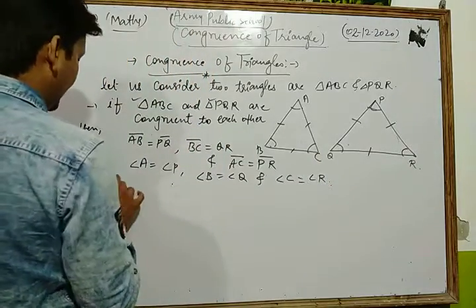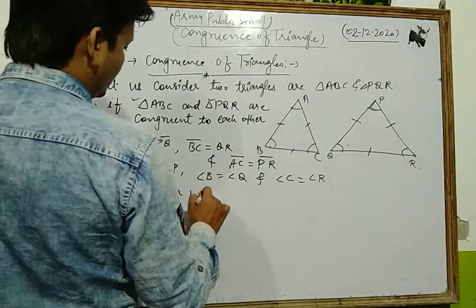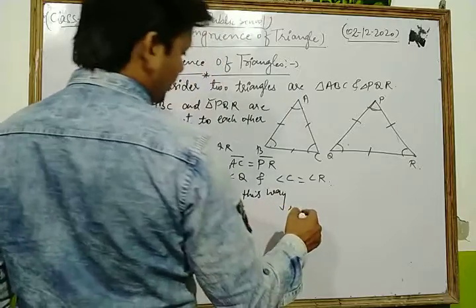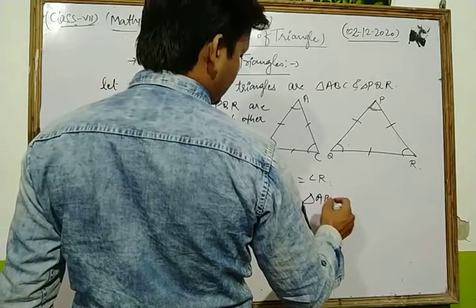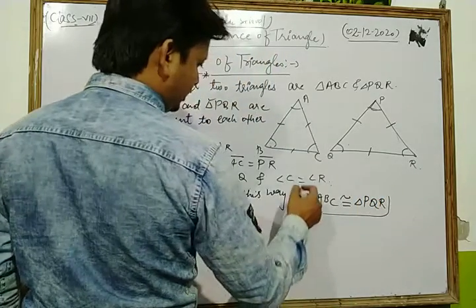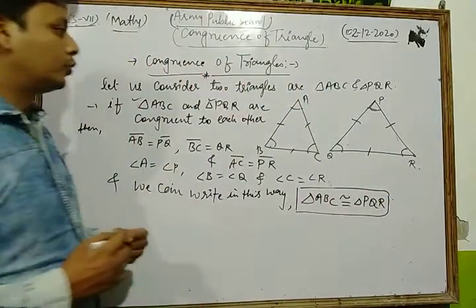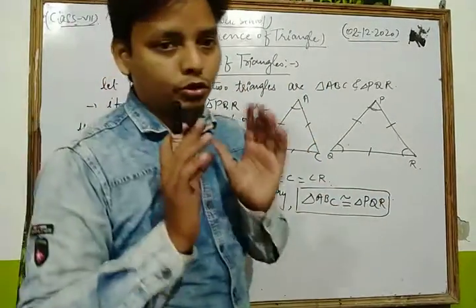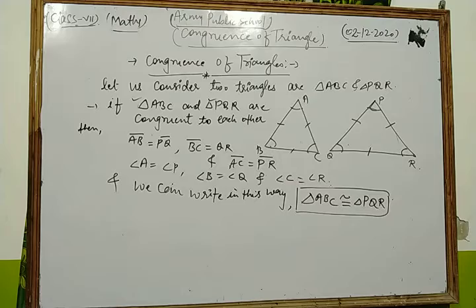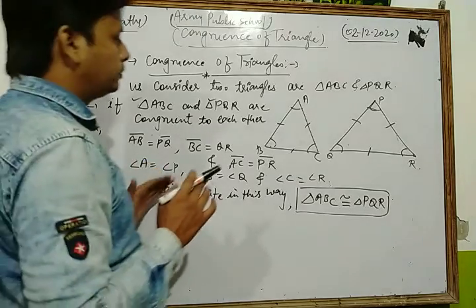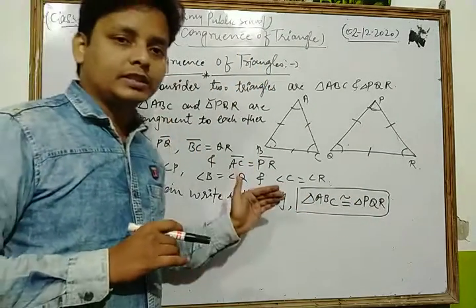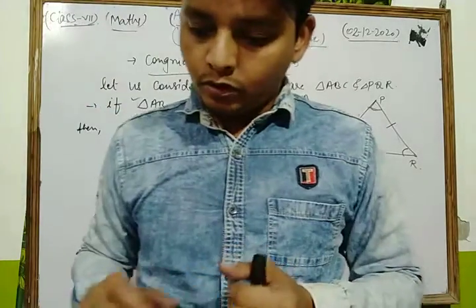And we can write it this way: triangle ABC is congruent to triangle PQR. Okay dear student, this is the condition for congruence of triangles. This is one of the most important concepts related to congruency of triangles. Okay, thus dear student, please do more and more practice of this type of concept. So this is the concept of congruency of triangles.